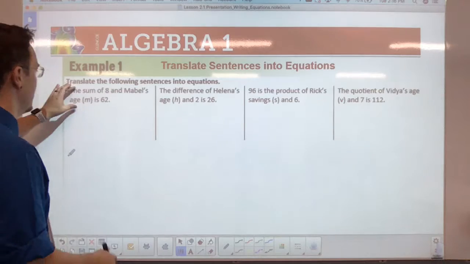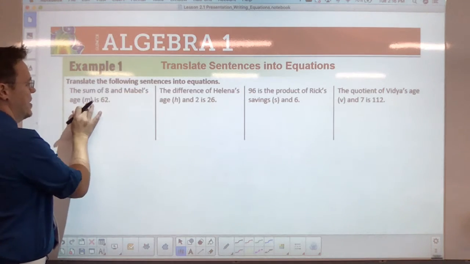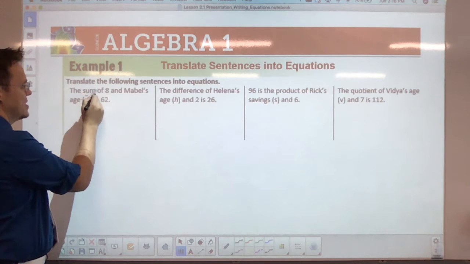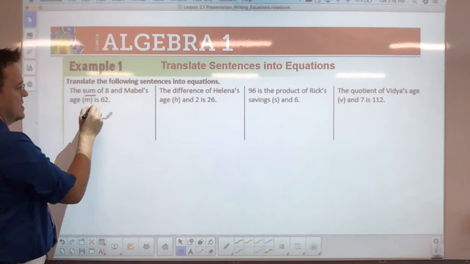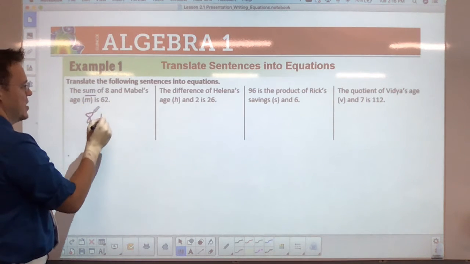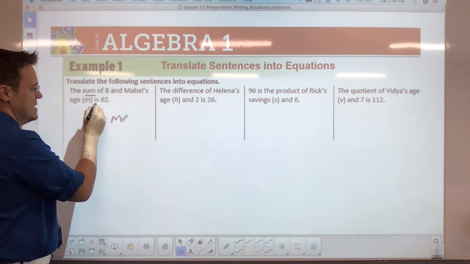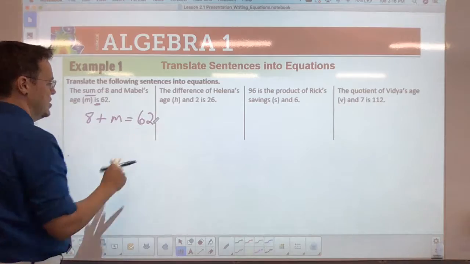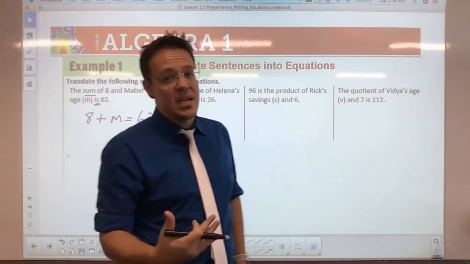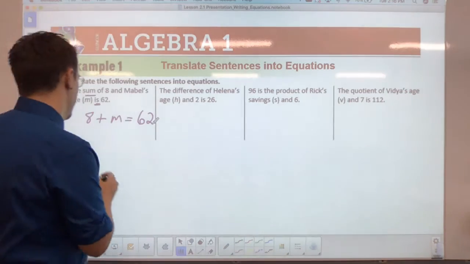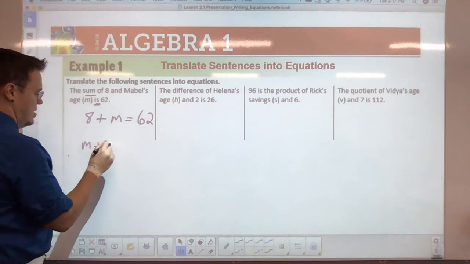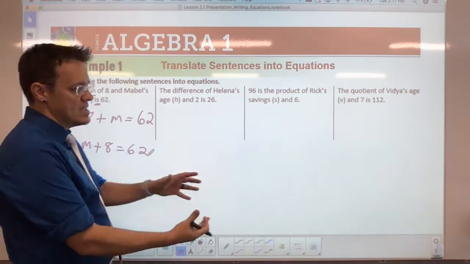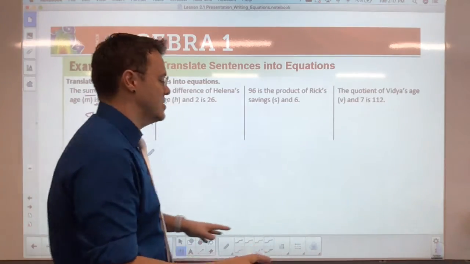Okay, so for example, the sum of 8 and Maribel's age, M, is 62. So you know the sum is going to be addition. It's going to be the sum of 8 and Maribel's age, M. "Is" is a key word. It always means equals 62. That's it. I'm not asking you to solve it. Now you can go the other way. And that's it, okay? Just translate. Today's translation, that's all it's about, okay?